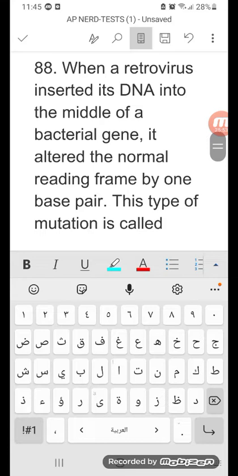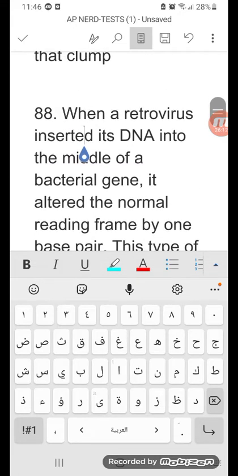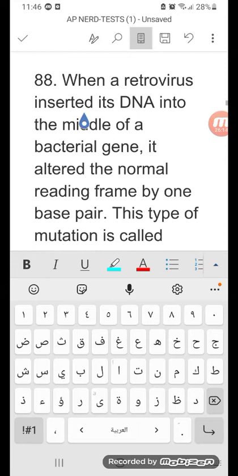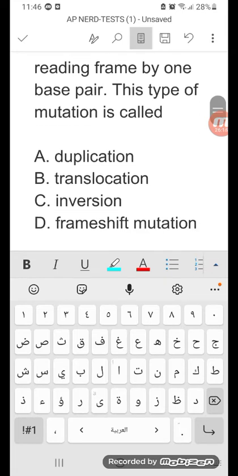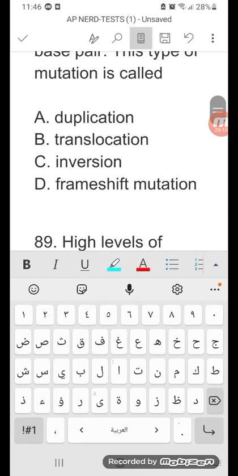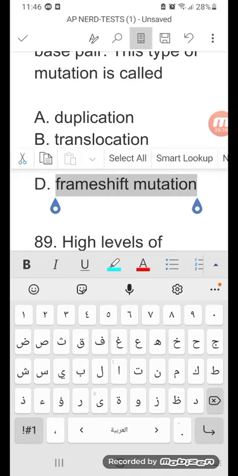When a retrovirus inserted its DNA into the middle of a bacterial gene, it altered the normal reading frame by one base pair. This type of mutation is called... look for keywords: inserted, insertion or deletion. Definitely, you're looking at frameshift mutation. We all know what a frameshift mutation is.